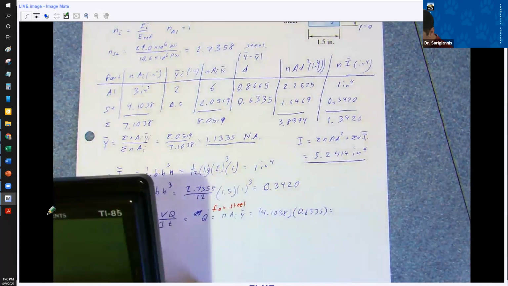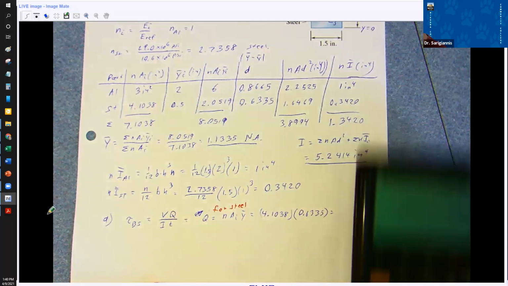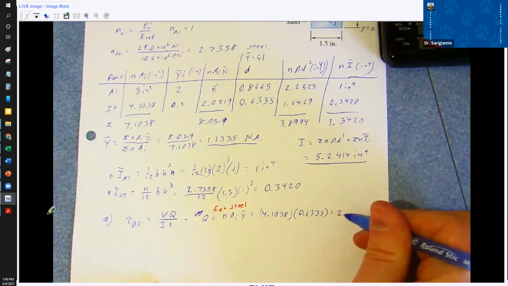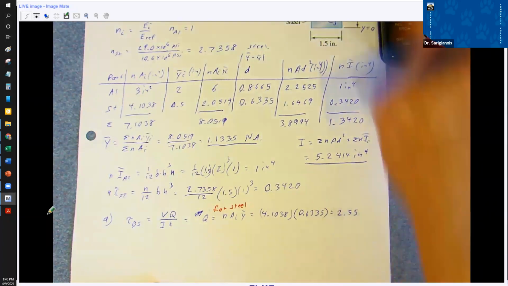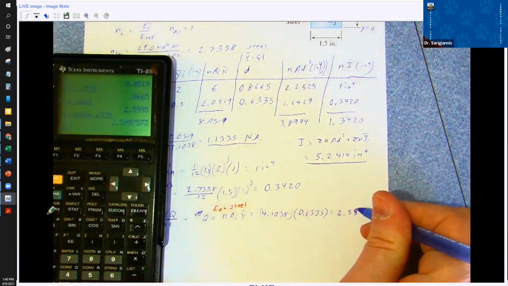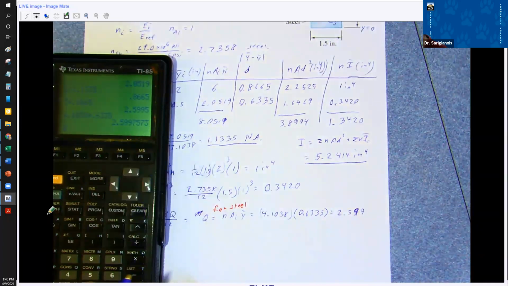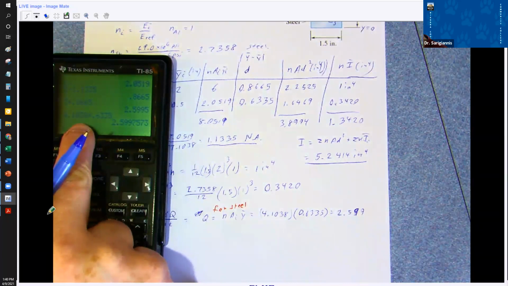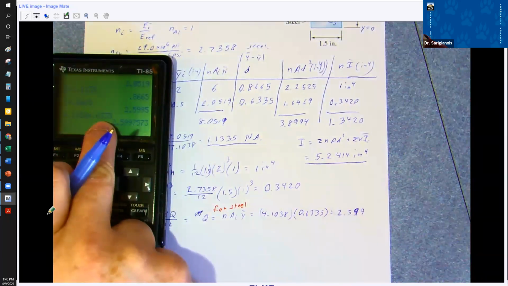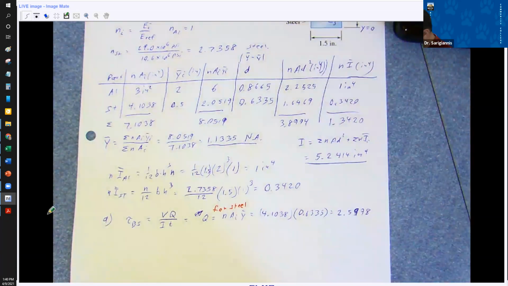And we should get 2.599, well, depends on how you round it, 995 or 997, 2.55. Oh, not 55, 59. 9. Did I do that number right? 4.1038 times 0.6335. Yeah, it looks like the other time I did it the other way. So we'll use an 8 here. 2.5998.